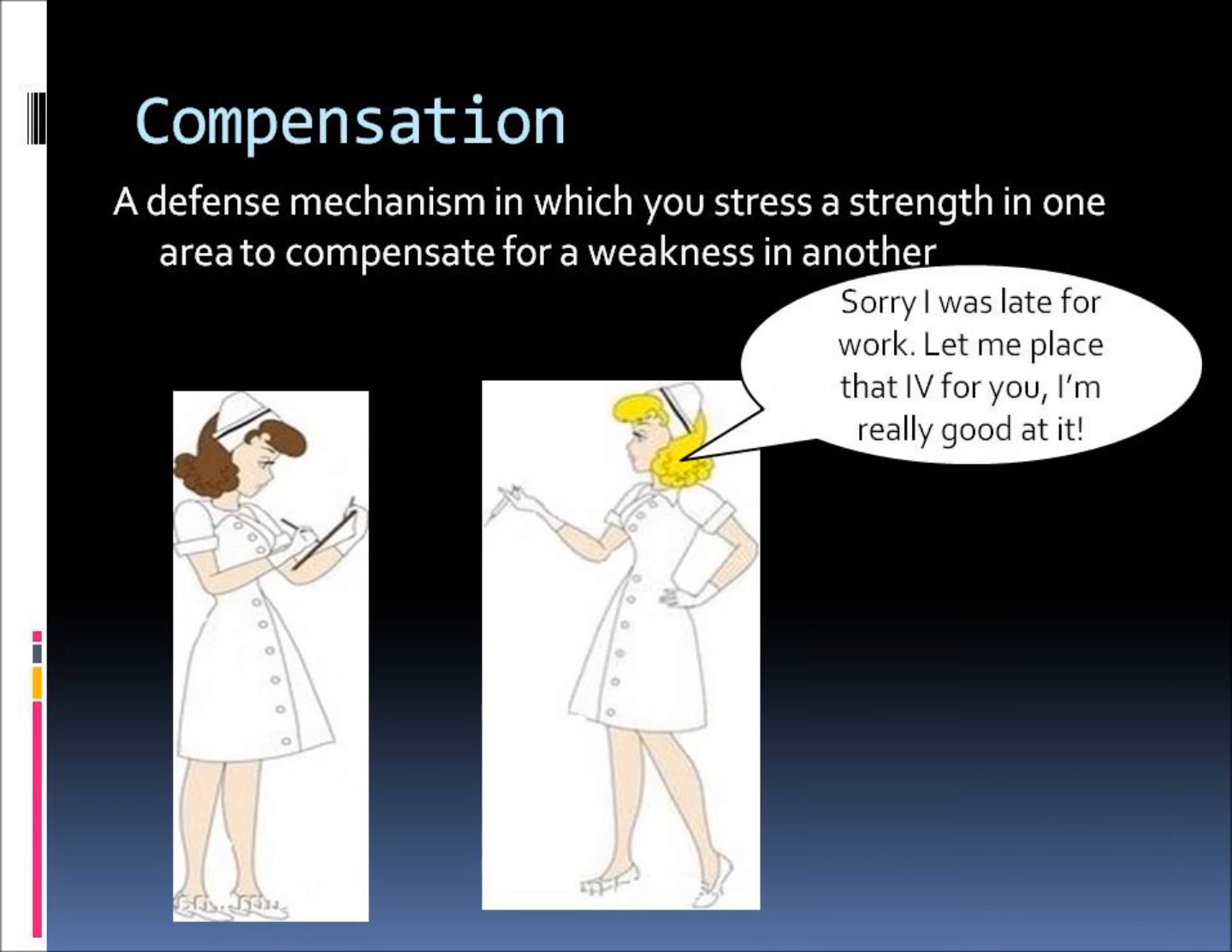Another way of distorting critical information is compensation. This is when you stress a strength in one area to compensate for a weakness in another. For example, Nurse Anne is mad at Julie for being late for her shift, where Julie may say, "Sorry I was late for work. Let me place that IV for you. I'm really good at it," to cover up the fact that she was late. Acts of compensation are okay in themselves, but the harm comes when they are unsincerely used to maintain a fictitious presenting image.